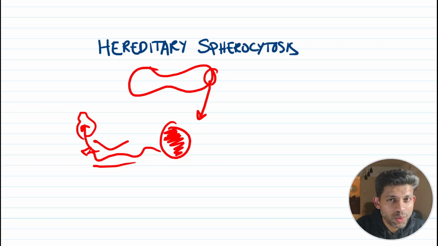In the next video, we'll look at another hemolytic anemia which is pretty common in the Mediterranean and surrounding regions, which is G6PD deficiency. Think at the cell level.